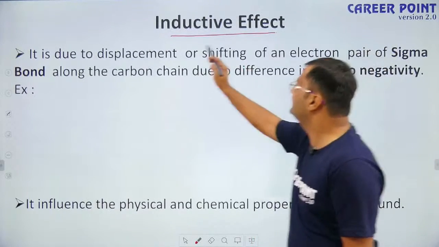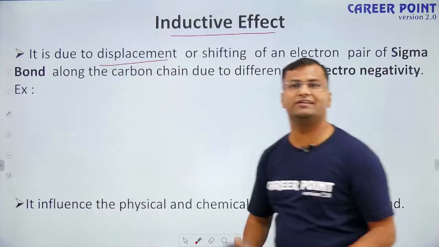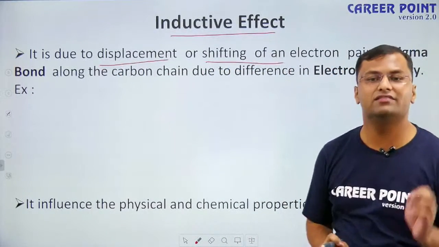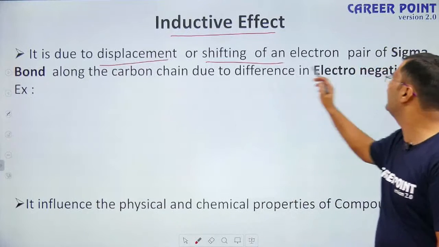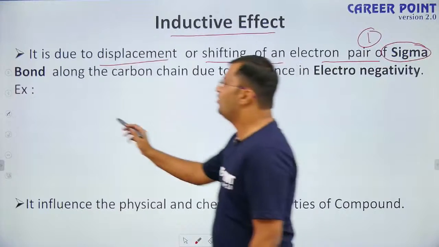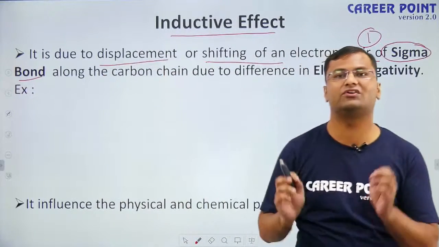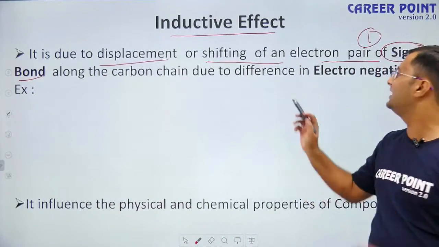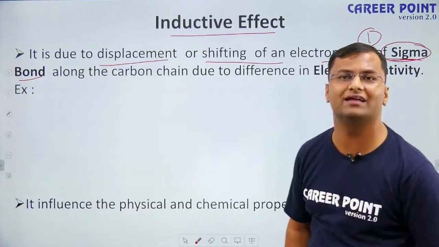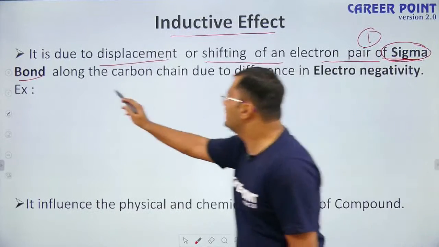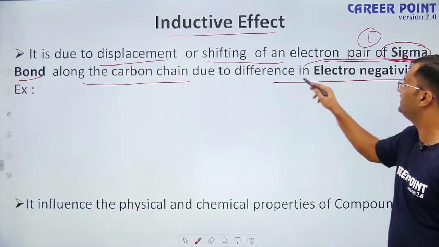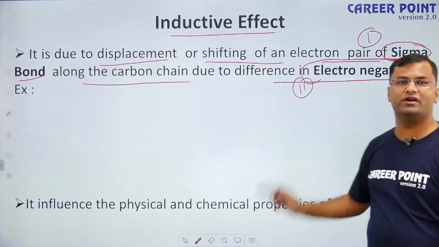So what is the inductive effect? It is generally due to displacement or shifting of an electron pair of a sigma bond. This is point number 1. Here the shifting of electrons is going to take place in the sigma bond only. The sigma bond shifts from one atom to another along the carbon chain due to difference of electronegativity.